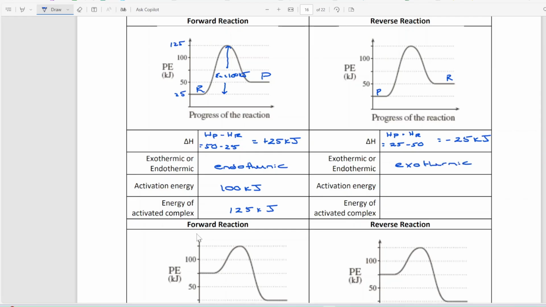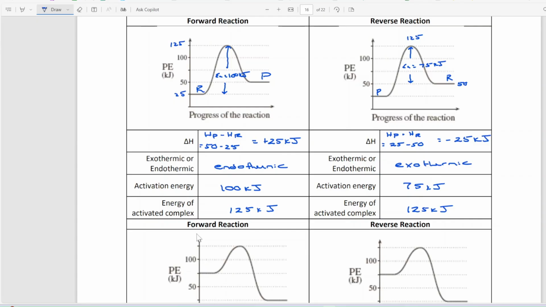And how can I tell? Well, my heat content came out negative, as well as it's a step down. The activation energy of this potential energy diagram is the difference between the reactants, which used to be the products. So it's going to be from 50 up to the energy of my activated complex, which is still 125. That doesn't change. But this time it's going to be an activation energy of 75 kilojoules, which is less. So my reverse reaction would actually be faster. And the energy of my activated complex does not change.